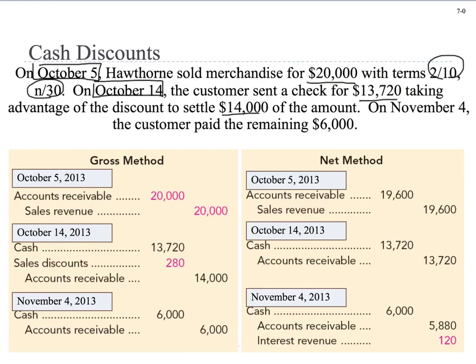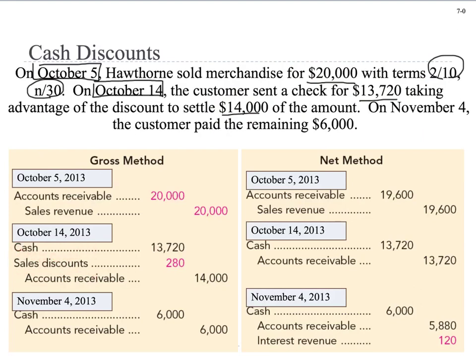What do we book to make this balance? This 280. And where does 280 come from? If you take the 14,000 times what? 2%, that's the discount that they're getting, you will come up to this 280 that they're booking. And here's a new account that you really have not seen before. We have a sales discount account here.